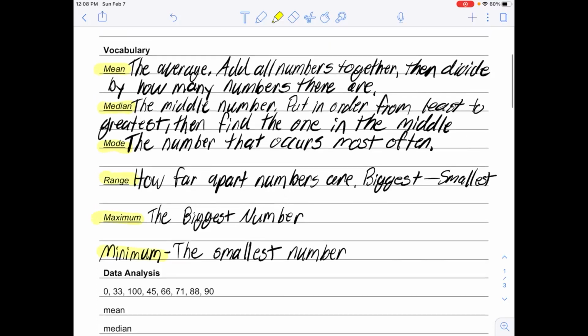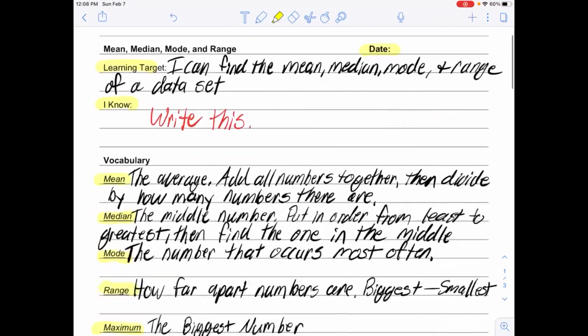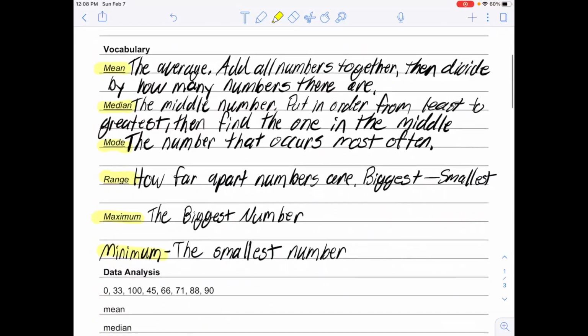So please pause the video at this point, get all of these things written down. Your learning target, date, I know, and then all of the vocabulary. So pause the video here, get all that written down, and restart when you're ready to go.